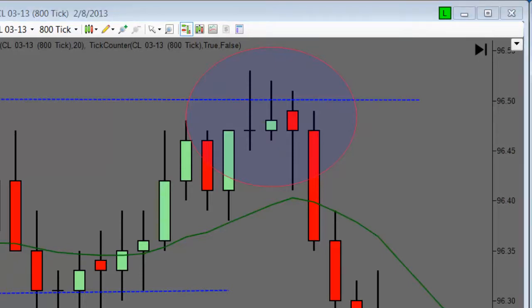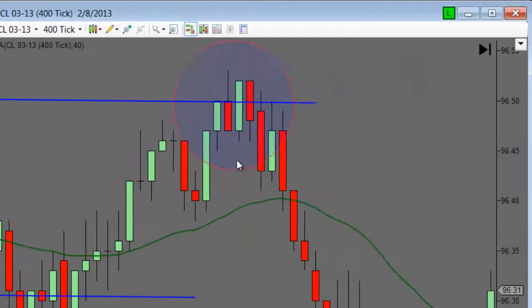Let's take a look at what it looks like on here. On the 400 tick, notice this is really a second entry short right here. Price attempted to go up the first time. It failed. Attempted to go up the second time. Immediate failure. And look at this, that rundown.